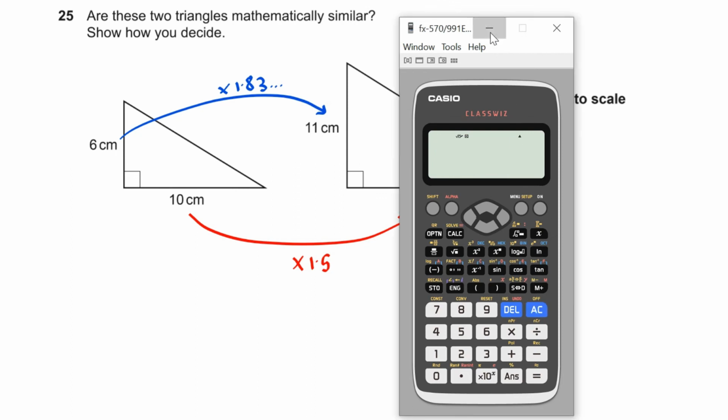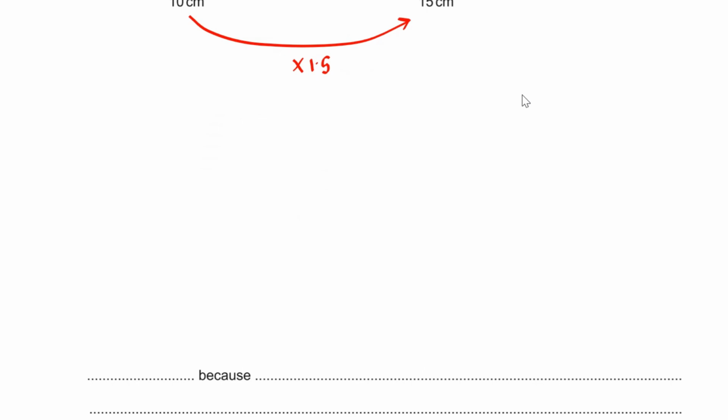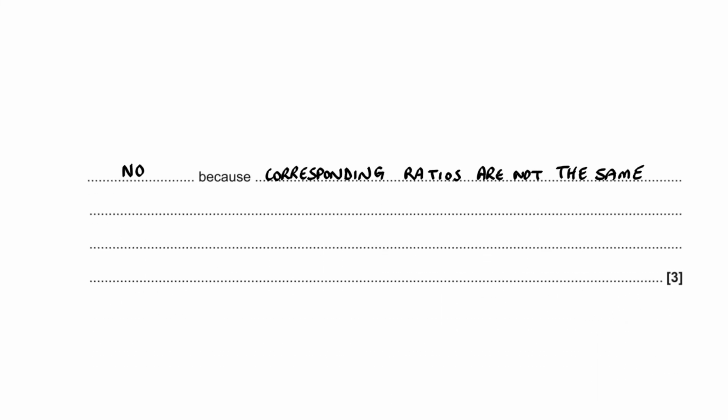And therefore, because the scale factors aren't the same, what we can conclude is they're not mathematically similar because the corresponding ratios are not the same.